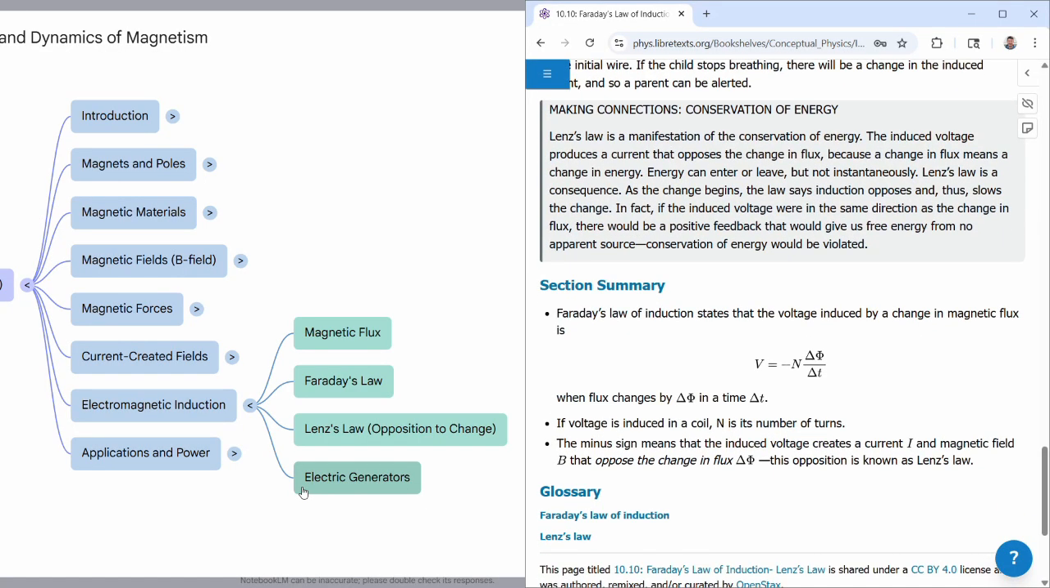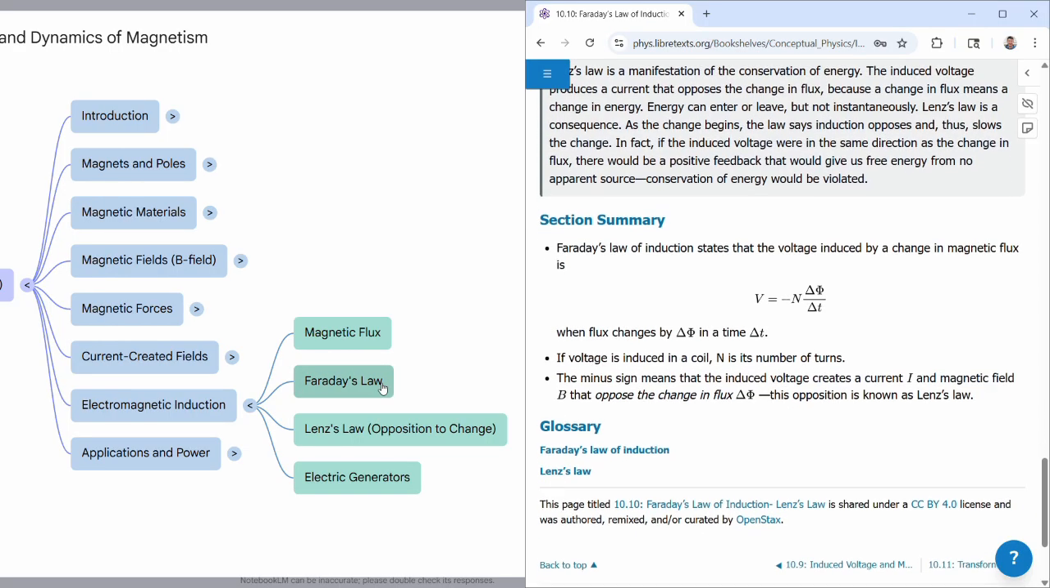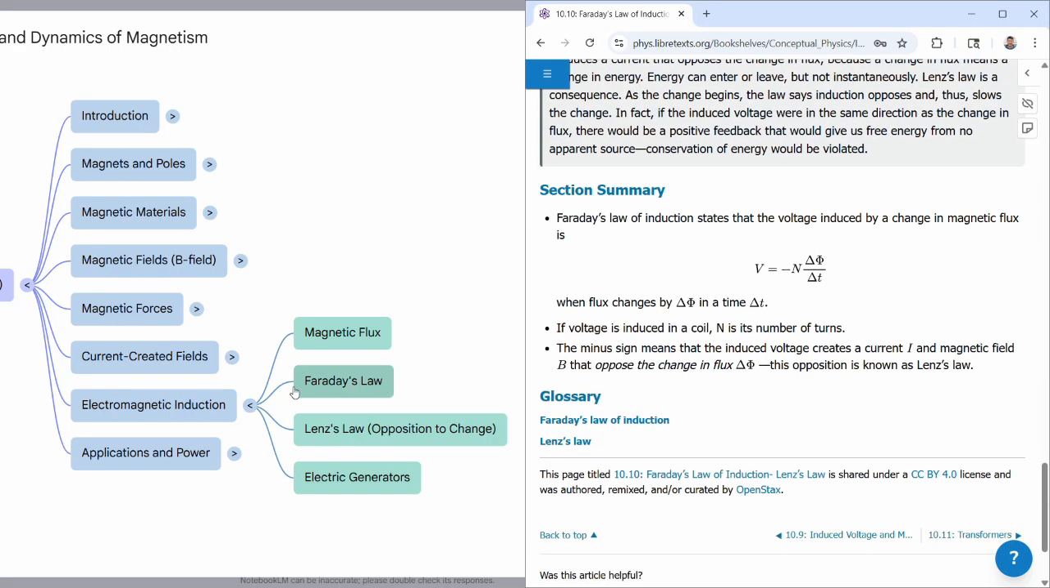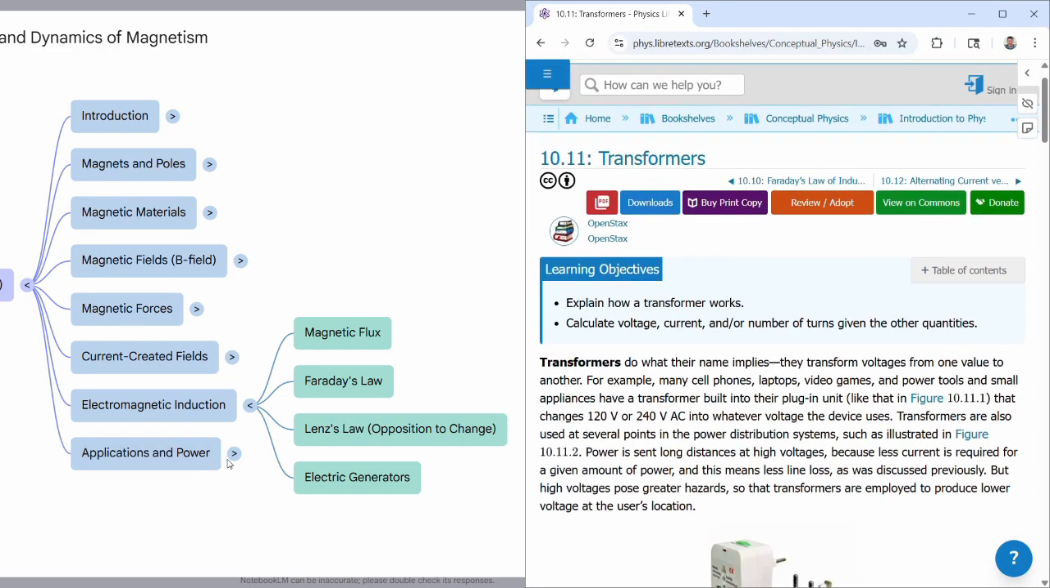So, excepting, let's say, solar energy, most of it comes from electric generators. And the principle on which electric generators work is Faraday's law. And I have a demo that illustrates how electric generators and motors are related to each other. And sort of relating to that power grid, electric generators, is what sections 10.11 and 10.12 cover, applications and power.